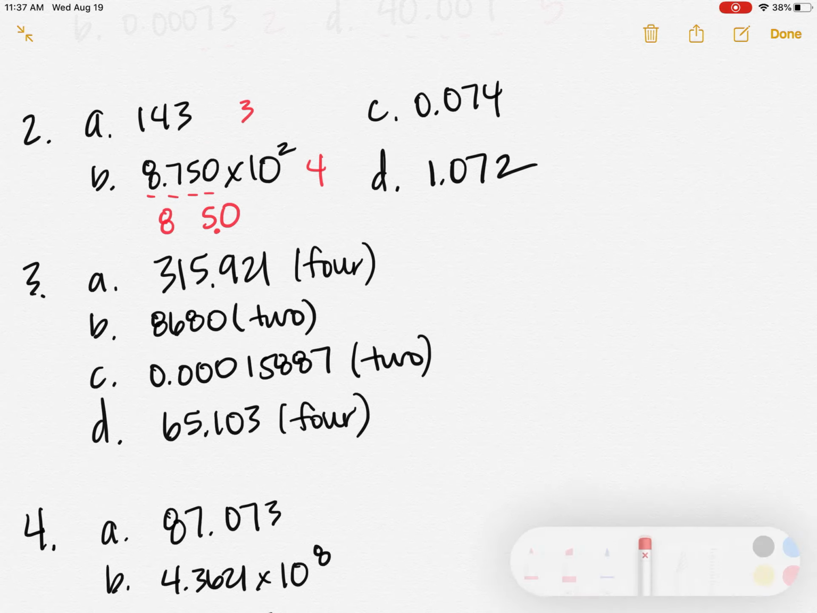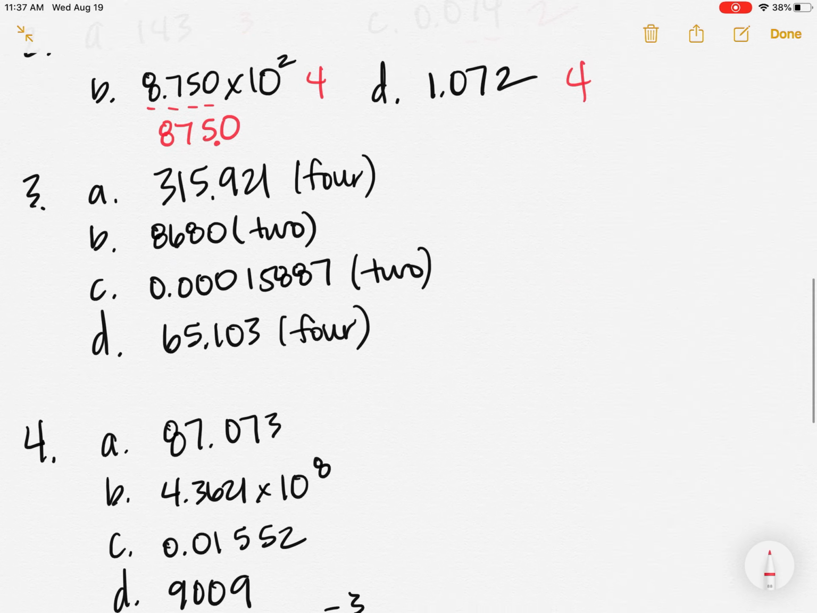It would be 875.0, and that 0 is significant. So yes, it does have 4 sig figs. That rule works every time, I promise. Letter C only has leading zeros, giving me the 7 and the 4, so 2 sig figs. And letter D has a sandwiched 0, so all of them are significant with 4.